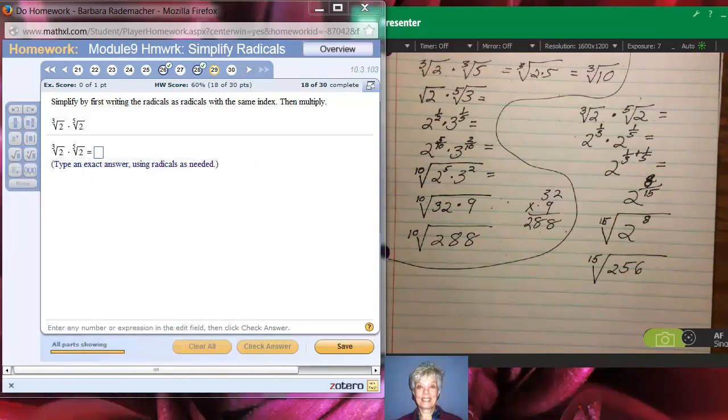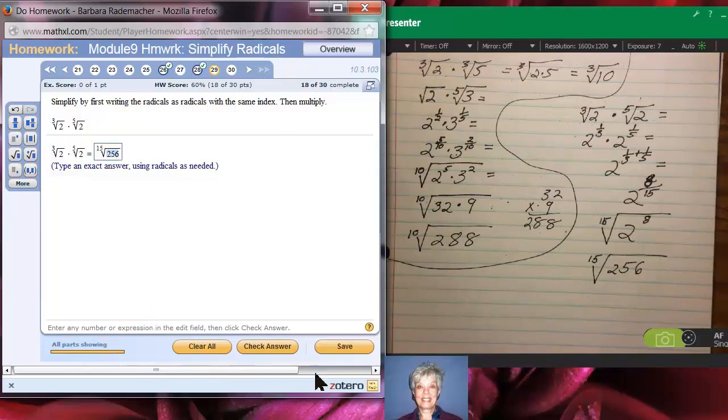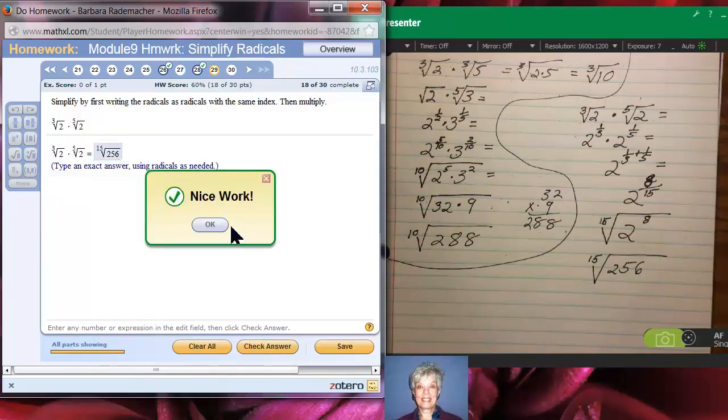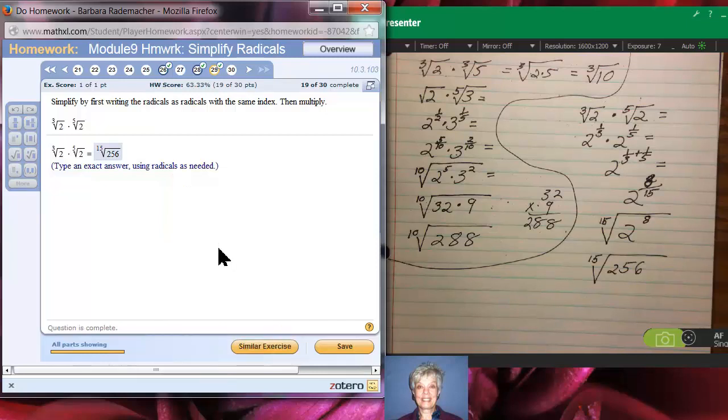Let's see if it tells me I'm right. Going to have the 15th root of 256. Did I say 285? Where did that come from? 256. Check answer. Woohoo! All right.